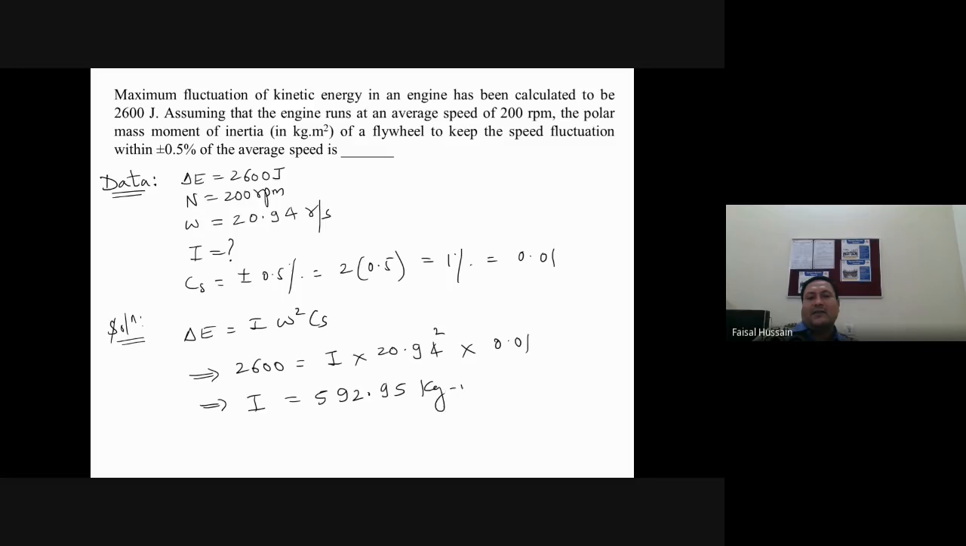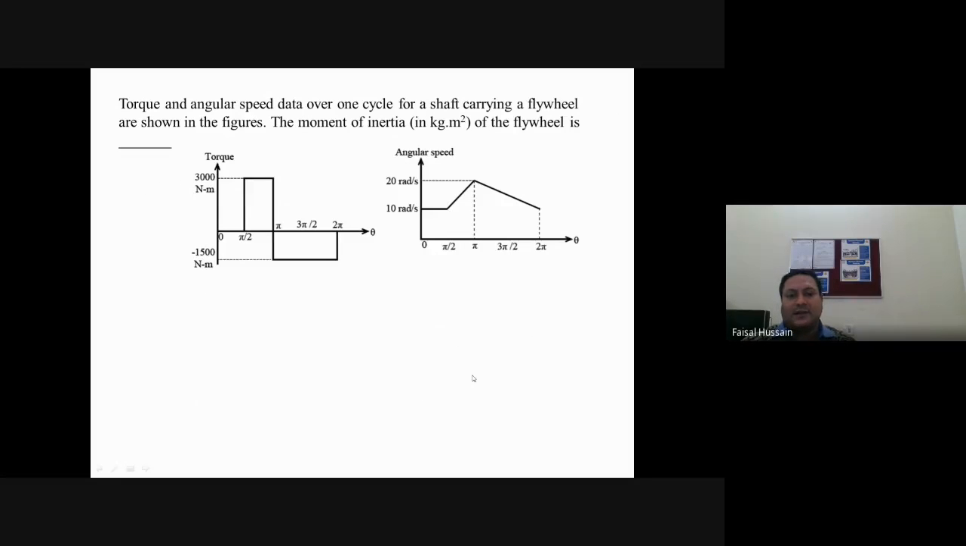Again, what is delta E? I omega square CS. So you know this is 2600. You have to find I. Omega is 20.94, the whole square. CS is 0.01. So from here you can find I. So I will be 592.95 kg meter square.